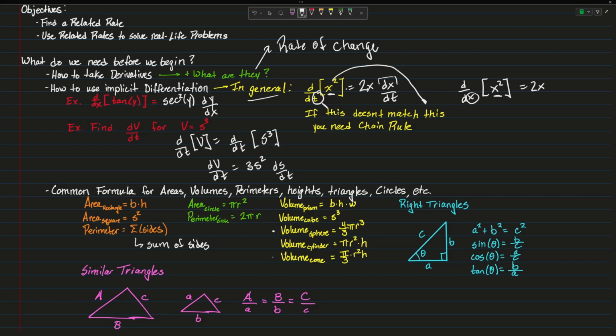One question that shows up in the homework has to do with similar triangles. You need to know that the ratios between the sides of similar triangles are going to be constant. So in this case, big A over small a is going to be equal to big B over small b and big C over small c, and that's going to remain constant. There is going to be one homework question that refers to that.